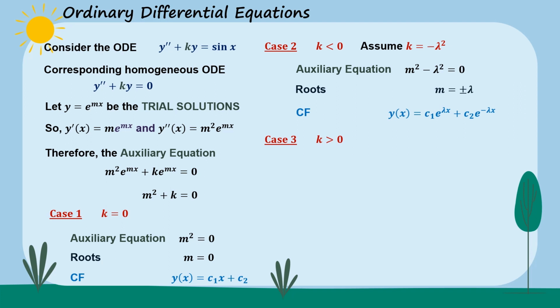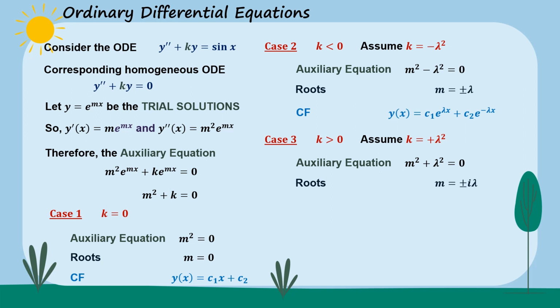When k is positive, greater than 0, we can consider that k is plus lambda square. So when k is plus lambda square, our auxiliary equation will become m square plus lambda square is equal to 0. Now it's a complex equation. If I take that lambda square to the other side and find the values of m, it will give us plus minus i lambda. Here i is actually the complex i, or iota.